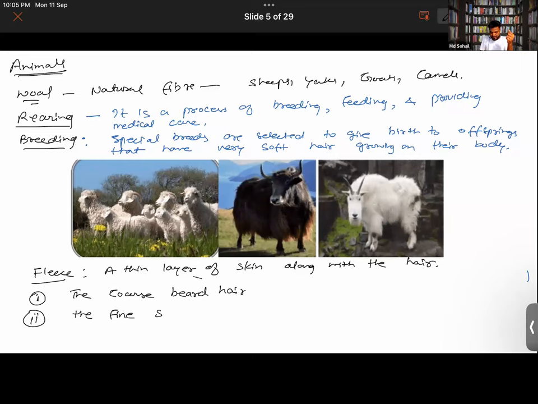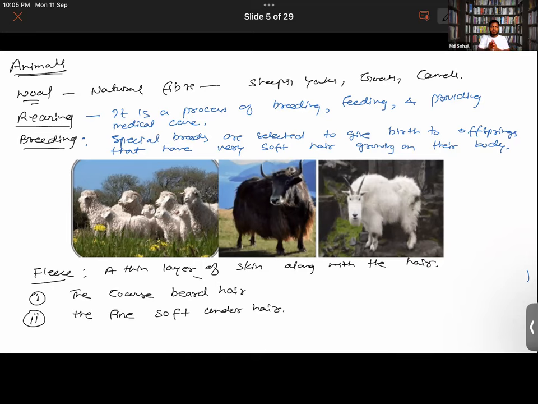The fine soft under hair. What do the two things mean here? The first one is the hair that you just see above their body. If you were to just look at the sheep, it is the hair that is visible to you and me.